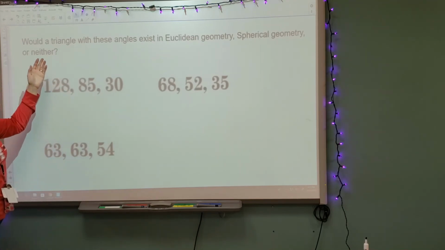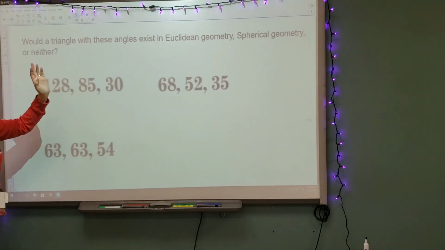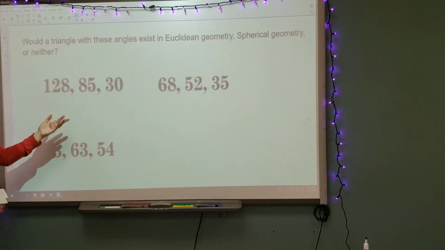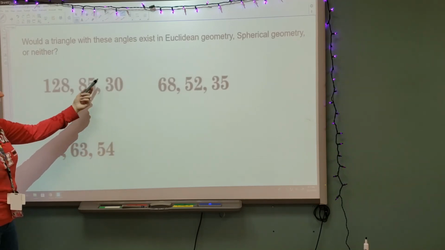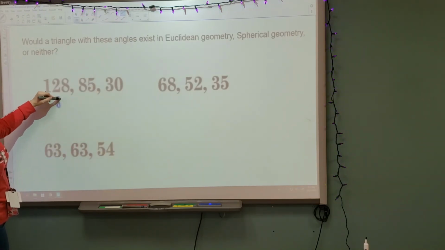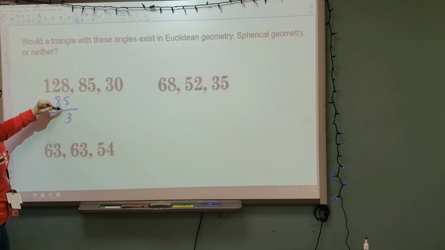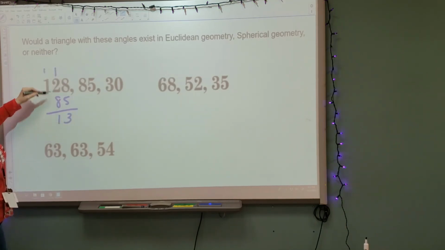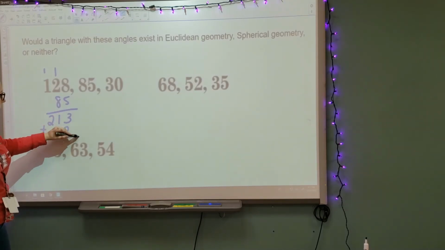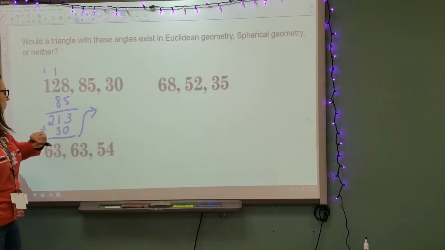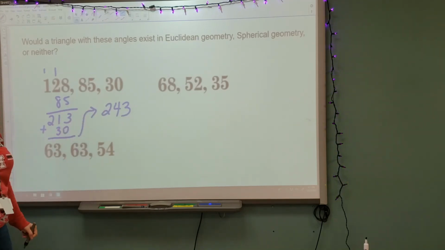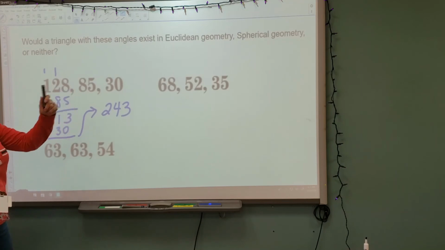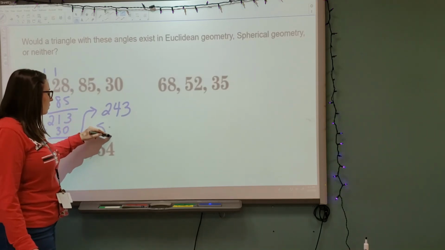So here they're saying, would a triangle with these angles exist in Euclidean, spherical geometry, or neither? We're going to add them. So the first one, 128, 85, and 30. Let's add them together. 128, there's 85, 8 plus 5 is 13, 8, 9, 10, 11, 213. Okay, add 30 to that. Okay, 243. So the three angles in this triangle add up to 243 degrees. So is it Euclidean, spherical, or neither? It's going to be spherical.